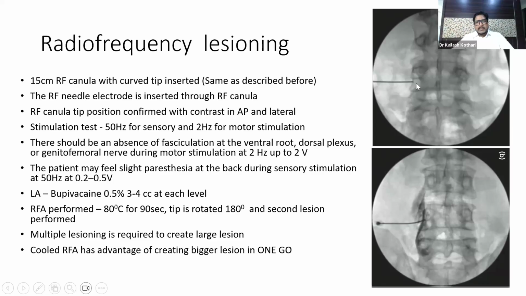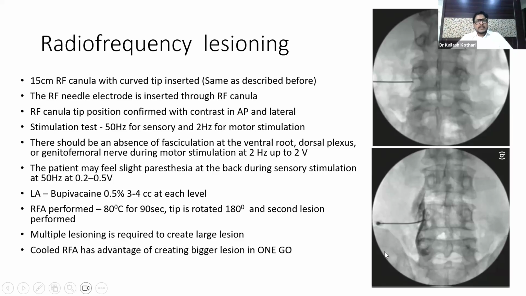place the RF cannula at the anterior border, you stimulate it with 50 hertz for sensory stimulation, 2 hertz for the motor stimulation, and you have to avoid any stimulation of the ventral root, dorsal plexus, genitofemoral nerve when you are doing motor stimulation. You have to do up to 2 volts, 2 hertz up to 2 volts. And the patient may feel slight paresthesia at the back during sensory stimulation.